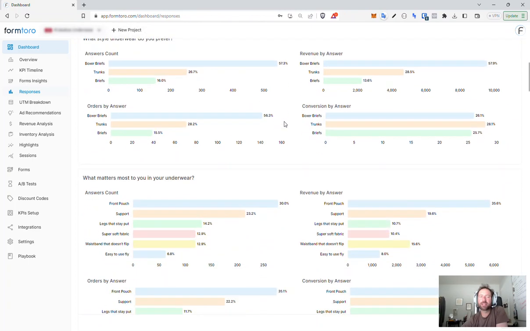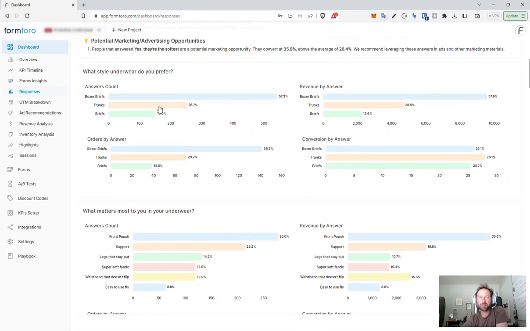We can look at individual questions as well. So for instance, what style do you prefer? We can see what the breakdown looks like there. We can look at the revenue driven by specific answer. We can look at the number of orders driven by specific answer and how they correlate. And we can look at overall conversion rates to see how everything's converting across the board.